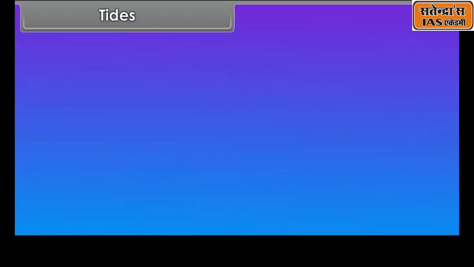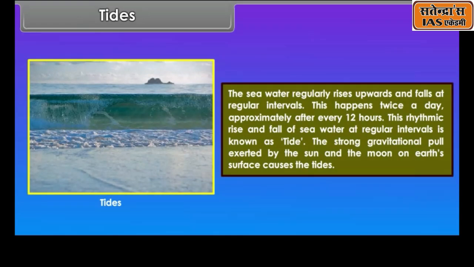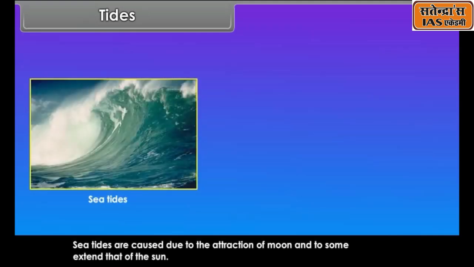Tides. The seawater regularly rises upwards and falls at regular intervals. This happens twice a day, approximately after every 12 hours. This rhythmic rise and fall of seawater at regular intervals is known as tide. The strong gravitational pull exerted by the sun and the moon on Earth's surface causes the tides. Sea tides are caused due to the attraction of moon and to some extent that of the sun.